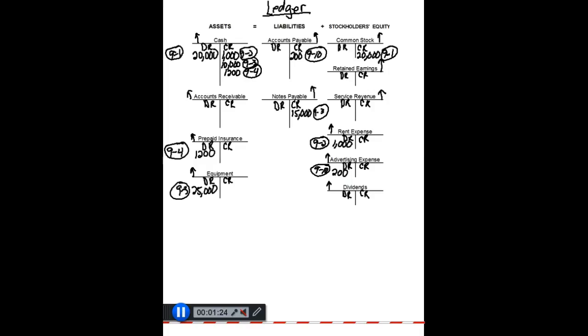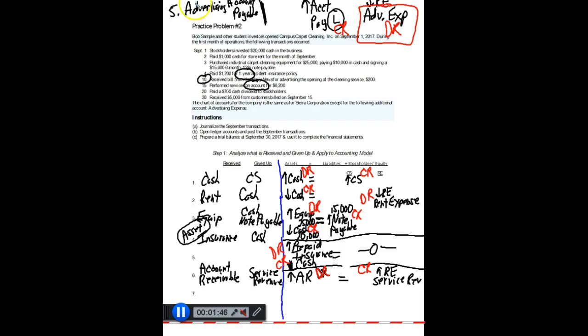Let's go post those to our ledger. So we go over to the ledger, we write our date, we have our debit to accounts receivable, we go over to service revenue, and post our credit. So copying the numbers over is called posting. So we have a debit to accounts receivable, a credit to service revenue. Okay, let's go back to our transactions. Let's look at September 20th.